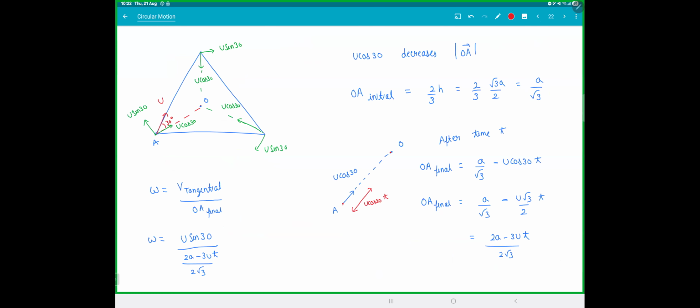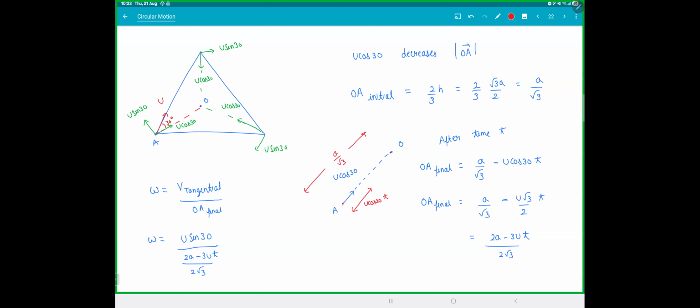Again, see what we did. This is the same story we did in kinematics. There are two velocities, u sin 30 and u cos 30. U cos 30 brings you closer. Srihari, you understood, right? Initially, the distance was a by root 3. So after time t, you will travel u cos 30 t, so the distance will decrease. From the initial a by root 3, if you subtract u cos 30 t, that will be the remaining distance. So we got OA final.